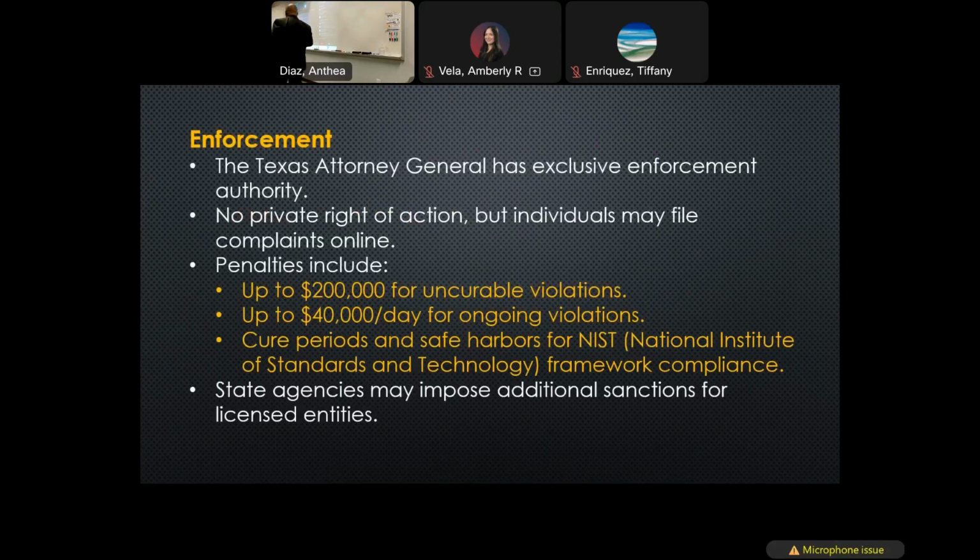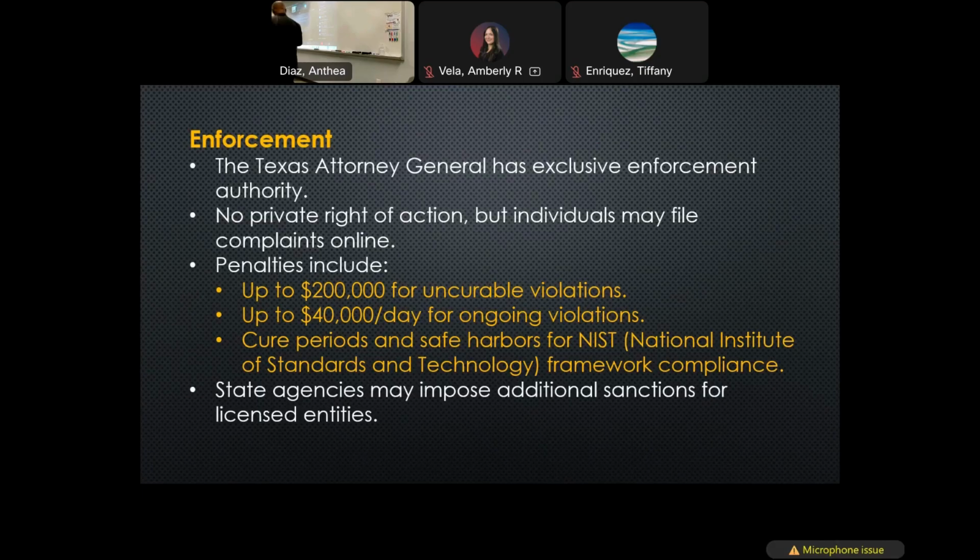Enforcement. This is going to be Ken Paxton's office. The Texas Attorney General has exclusive enforcement authority. No private right of action, none, but individuals may file complaints online. Penalties are fairly strict: up to $200,000 for uncurable violations, and $40,000 a day for ongoing violations.